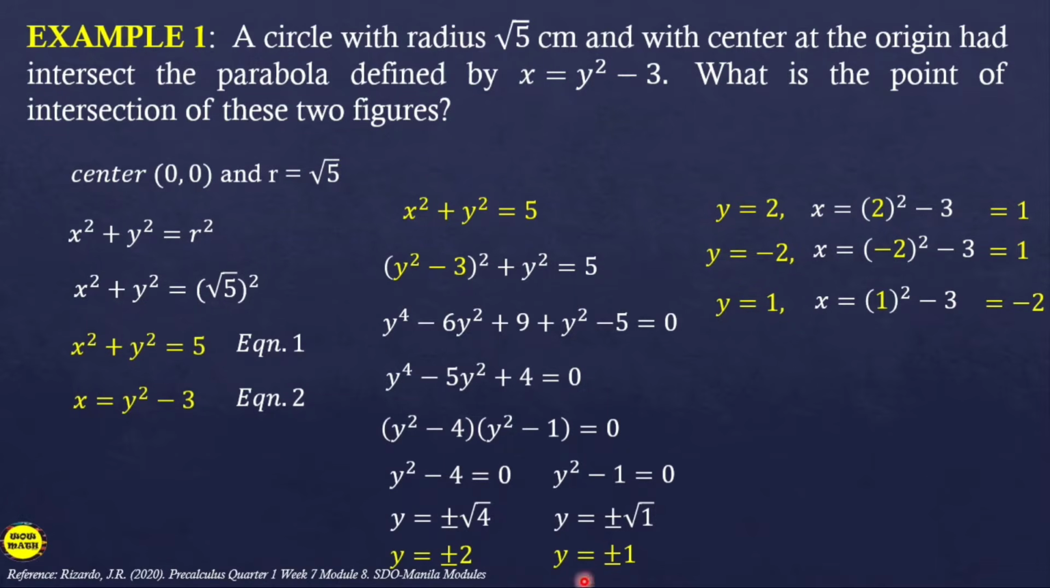And then yung isa pa is negative 1. So substitute lang din. So negative 1 times negative 1, that is positive 1. The answer is positive 1 minus 3, still negative 2.